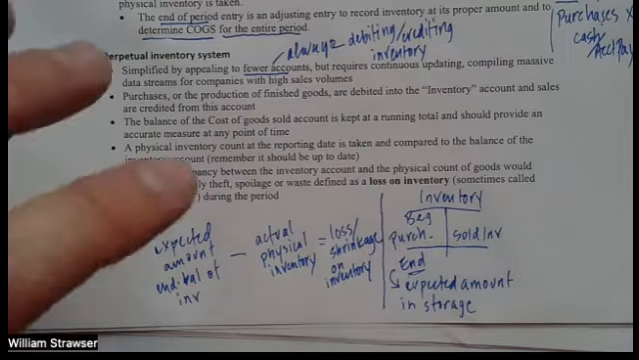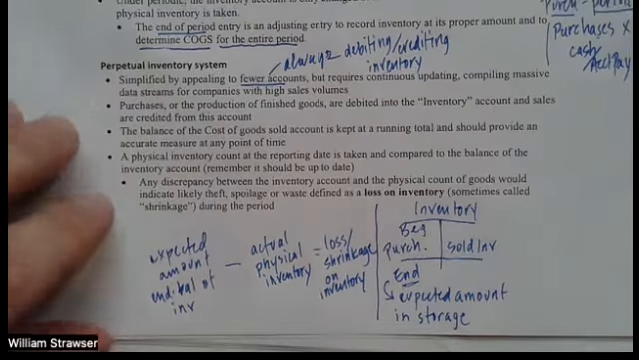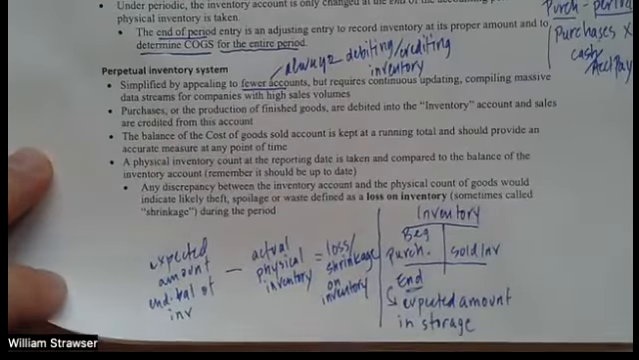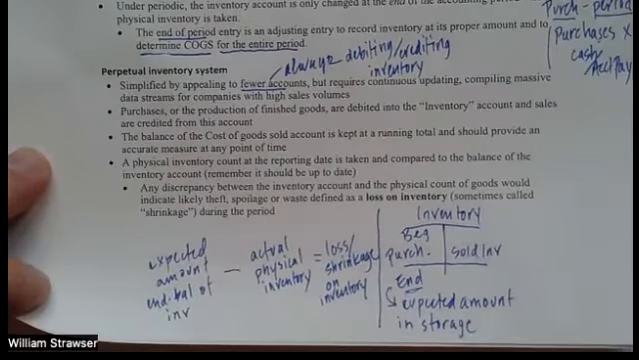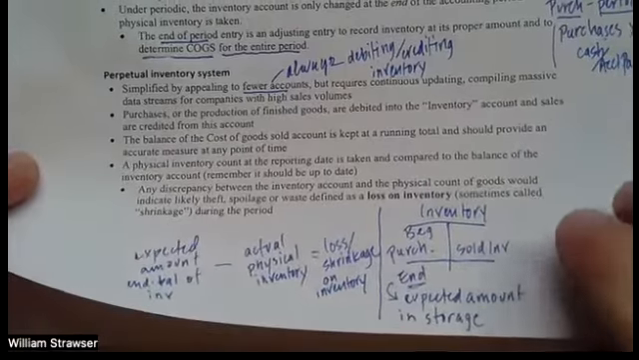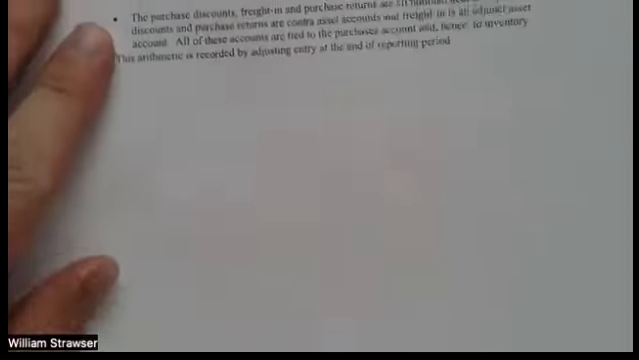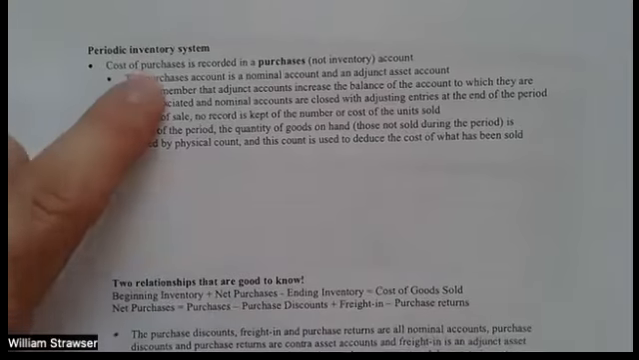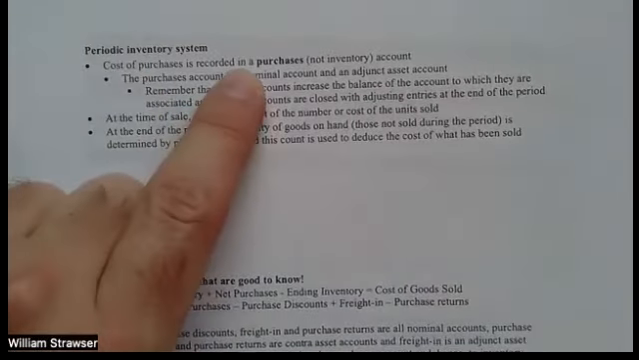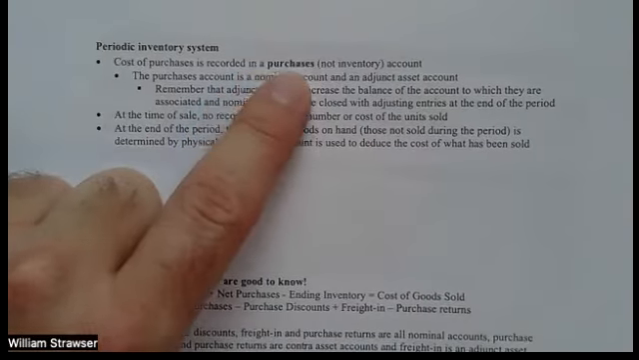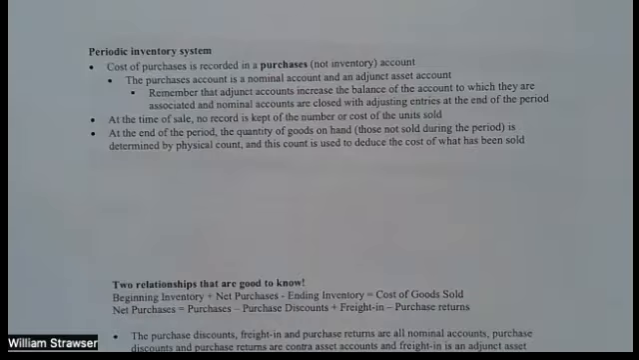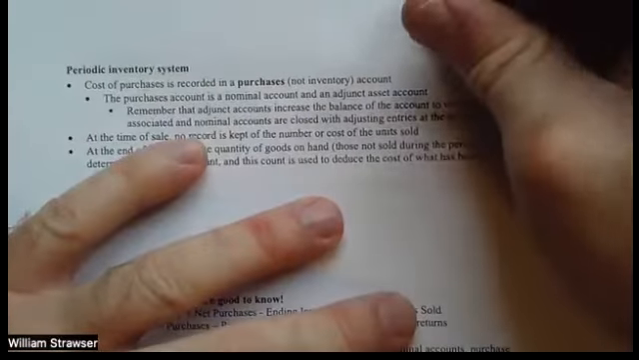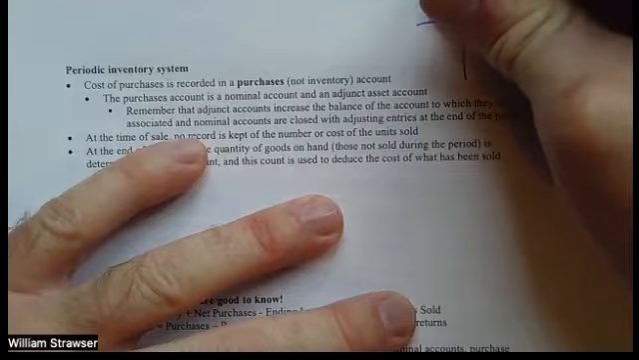So we get a little bit more of a management hands-on feel when we use a perpetual system. And we'll soon figure out why that is not available under the periodic system. So under the periodic system, the cost of all my purchases is recorded in the purchases account, not the inventory account. So we'll look at purchases first, and then we'll add some other accounts to it.